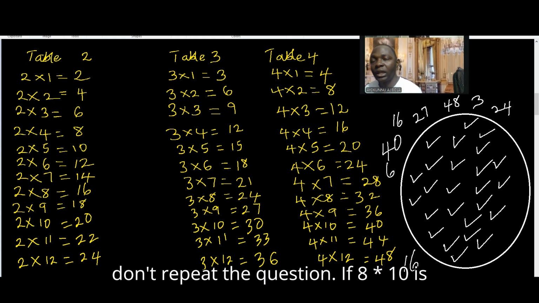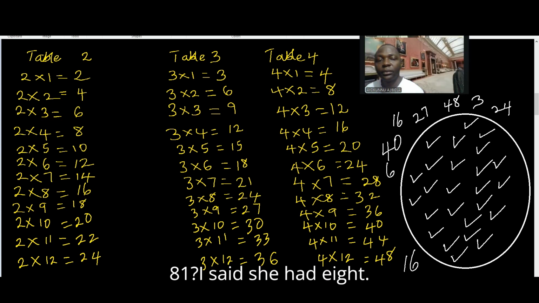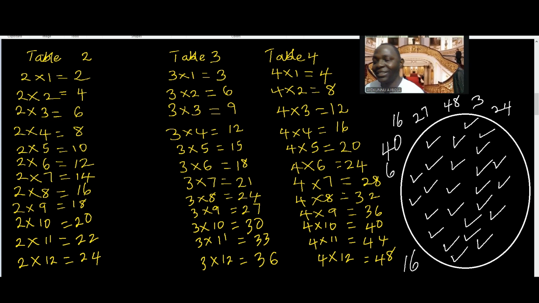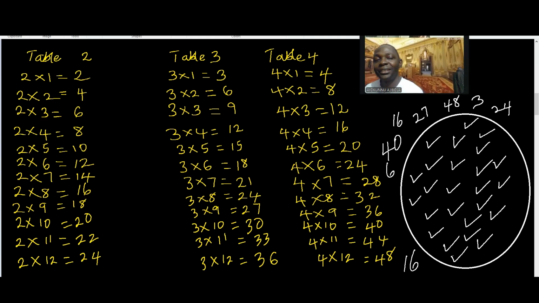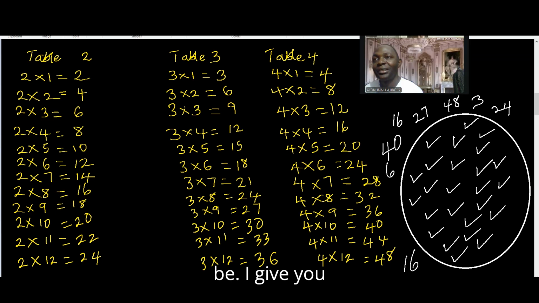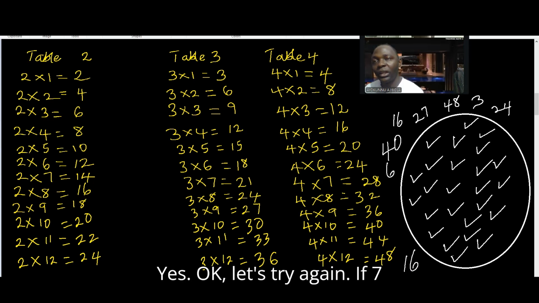If 8 times 10 is 80, what is 8 times 11? 81. I said you add 8. 8 times 11. I gave you 80. Listen, then just add 8 to 80. That's 88. Yes or no? Yes. Okay, let's try again.